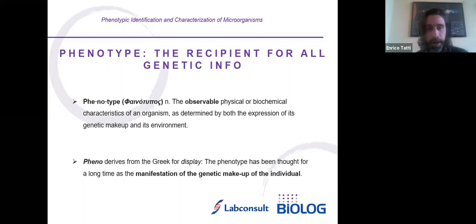Or if you want a more technical definition, it is the observable physical or biochemical characteristic of an organism, which is important to keep in mind, not only physical but also biochemical, determined by both the expression of its genetic makeup and also the environment that this organism is in.